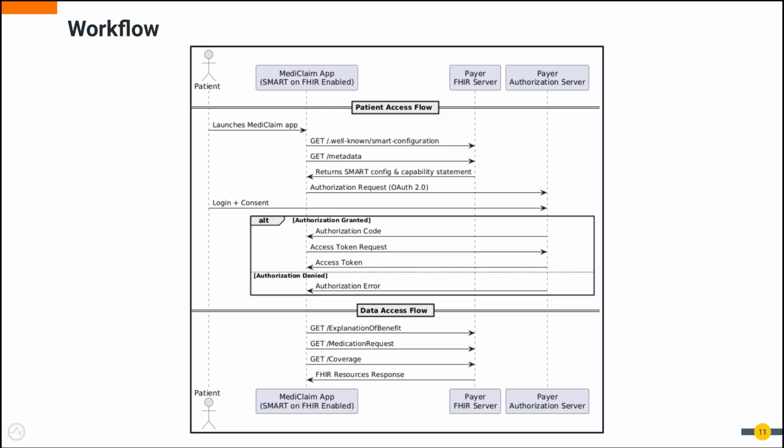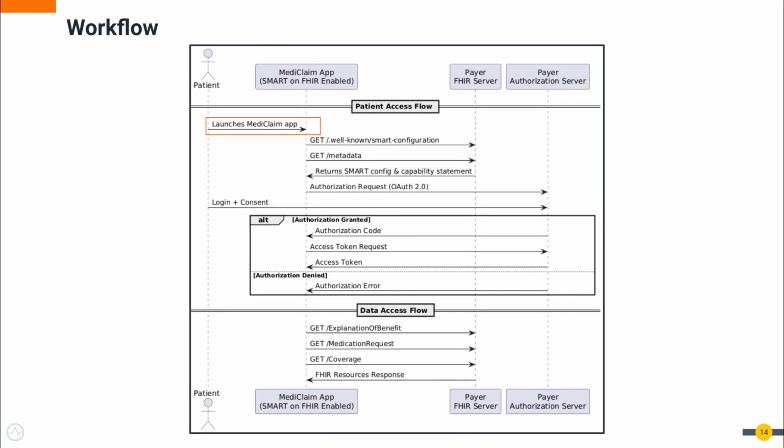A few days after her visit with Dr. Smith, Jaksha receives a text message from her insurance provider, UnitedCare, notifying her that the prior authorization request for the Aimovig 70 mg injection has been approved. Curious to review the full details like coverage, out-of-pocket cost, and next steps, Jaksha opens the MediClaim app, which is a SMART on FHIR-enabled application connected to UnitedCare's FHIR server. The app initiates the SMART on FHIR authorization flow.